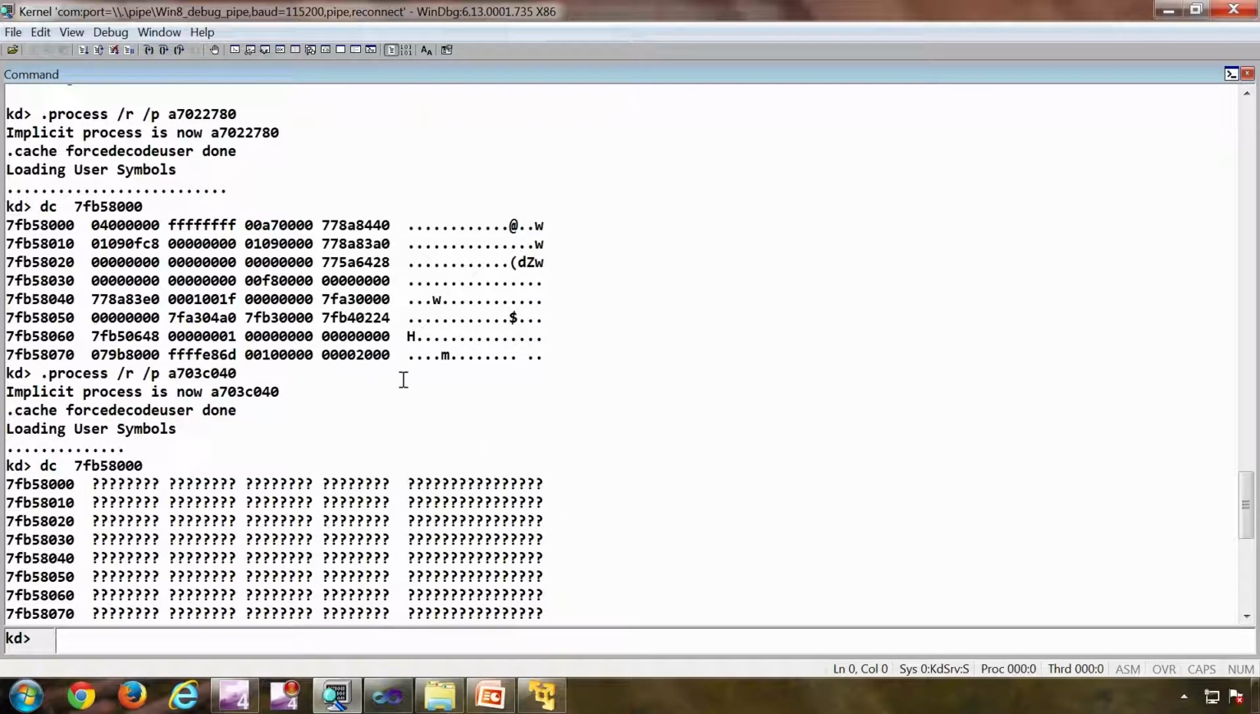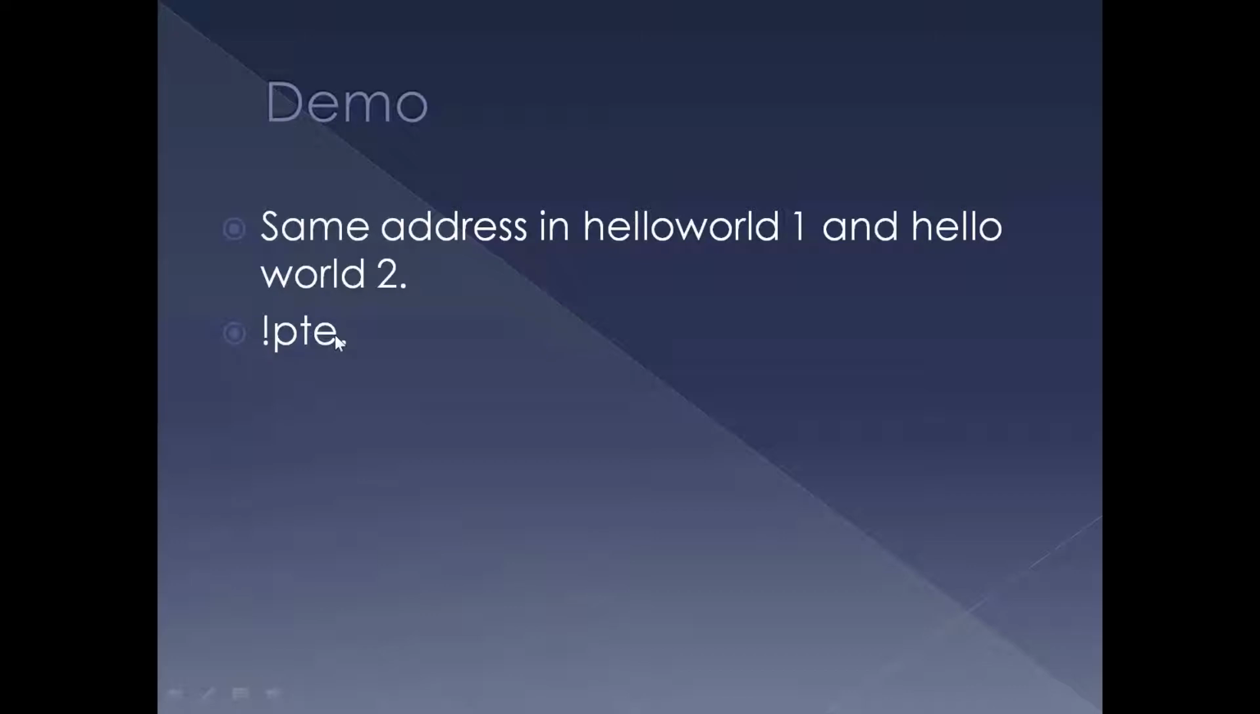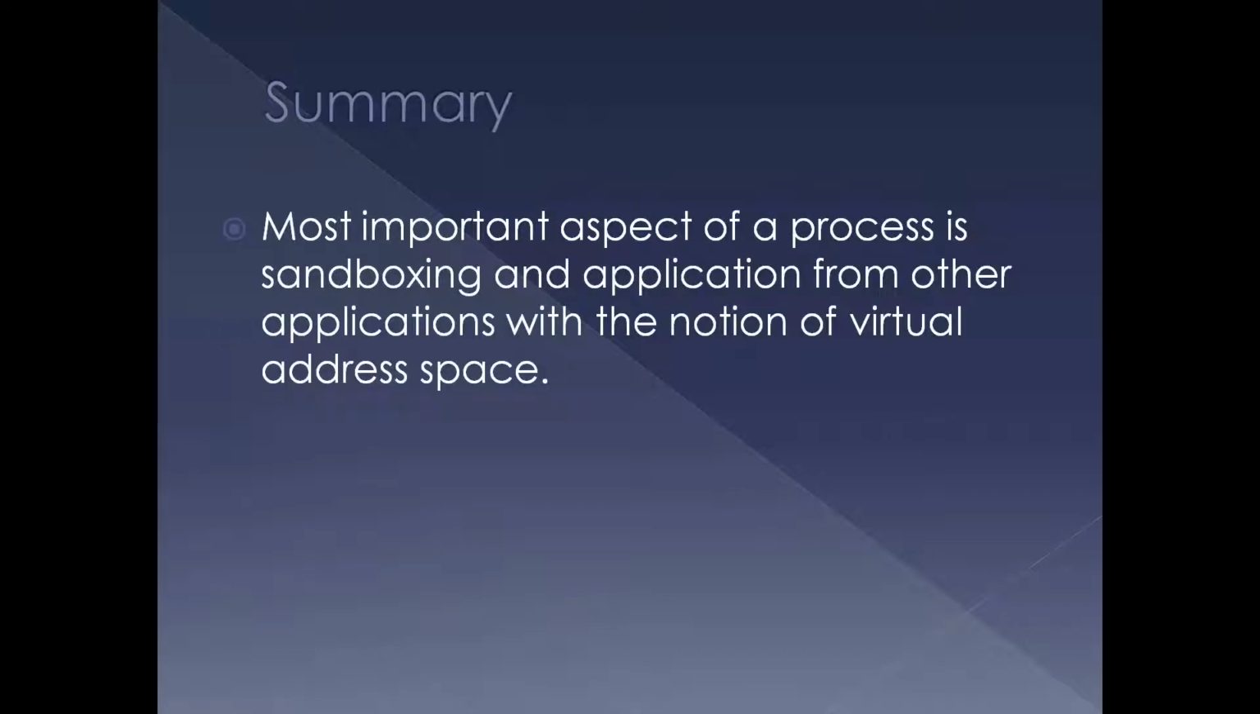So now what we have seen is the same address in different process address spaces has different values, which means that once we are in the context of this particular process, if we change the value inside this address, it won't affect the value inside this particular process. The !pt command we have explained in great detail in the memory management presentation, so I'm not going to show it here. So coming to the summary, the most important aspect of a process is sandboxing or isolation of one application from the other with the concept of virtual address space.